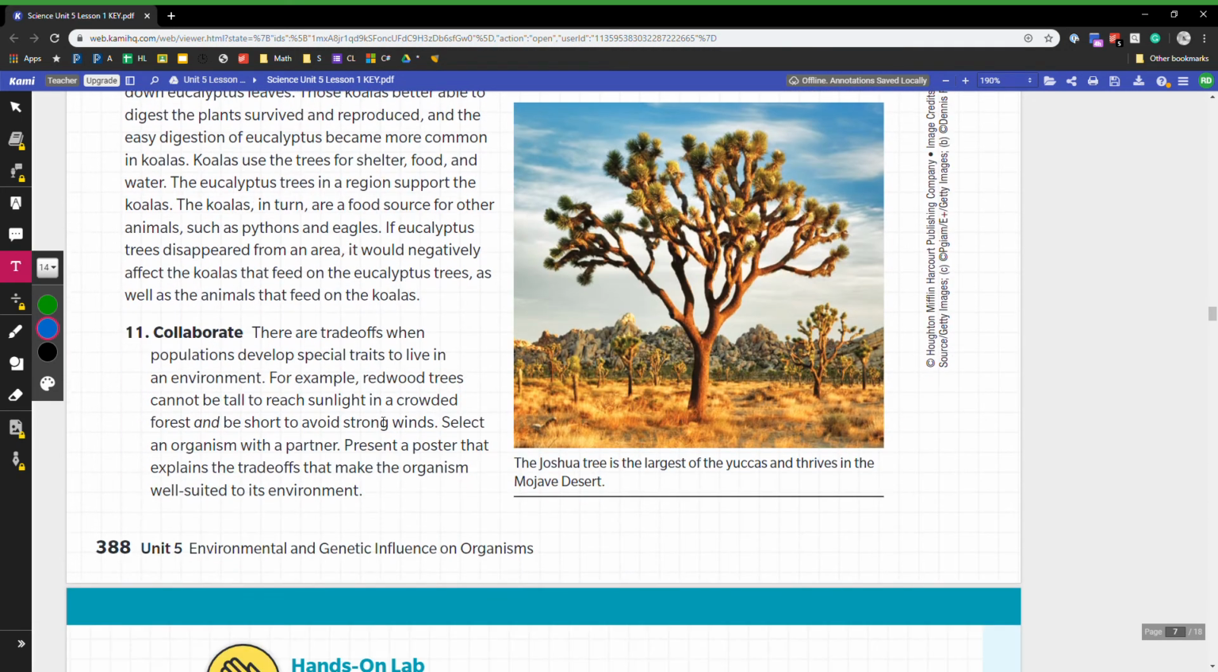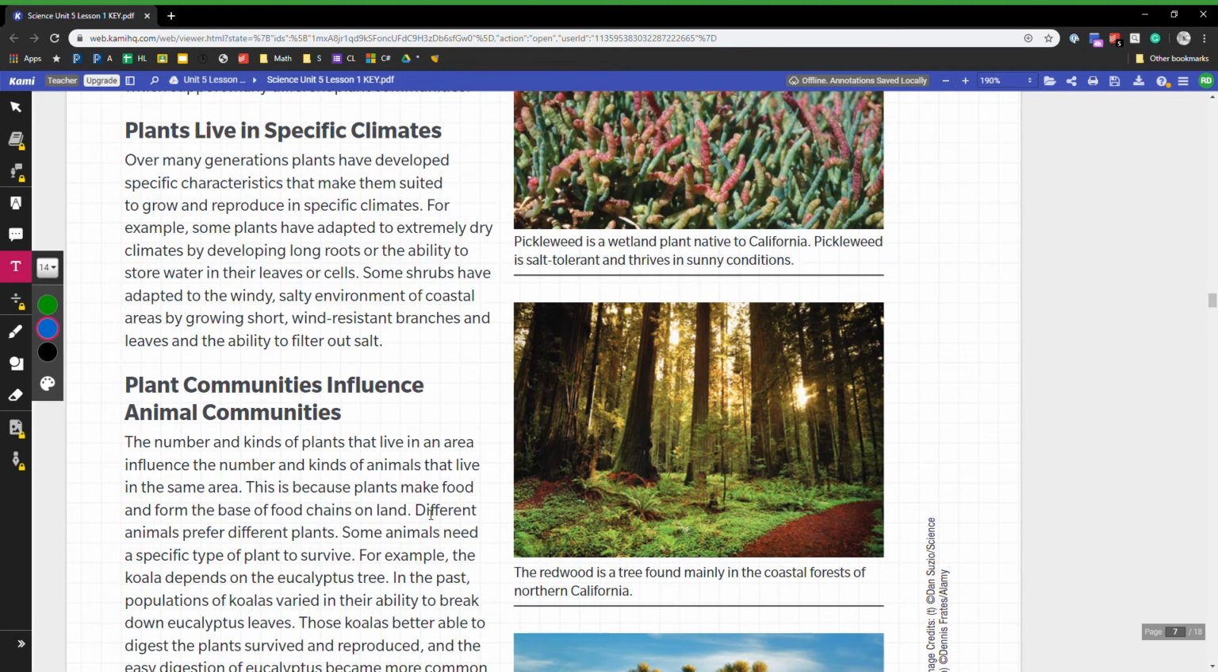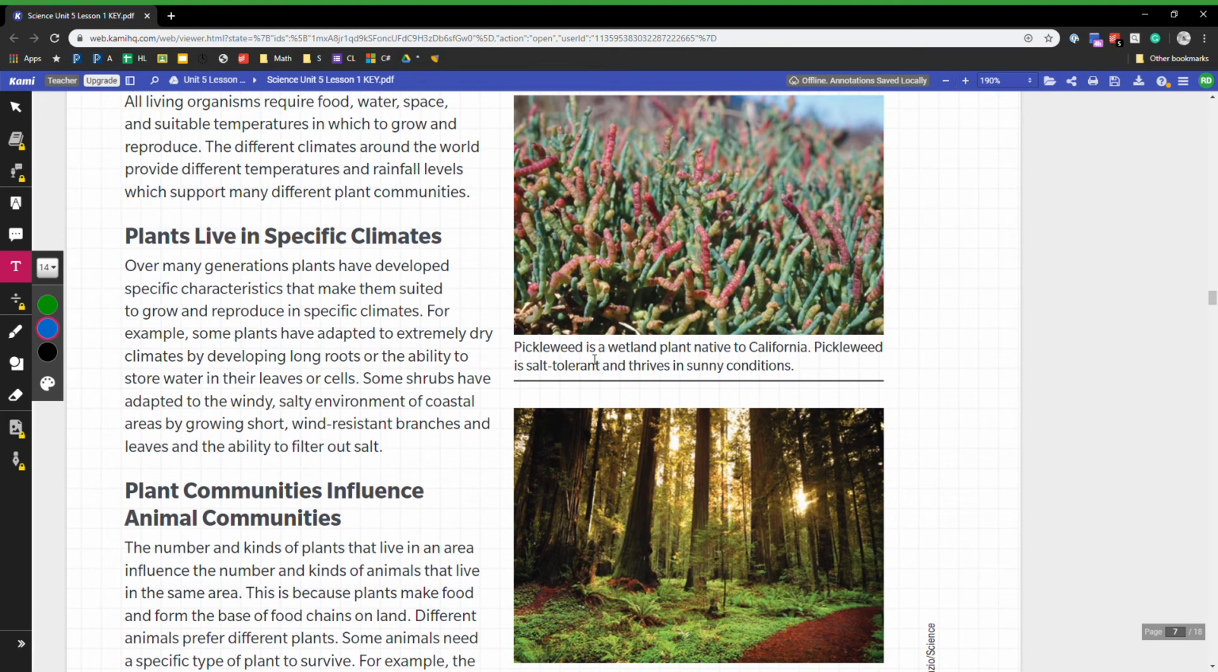All right, and now this one says there are trade-offs when populations develop special traits to live in an environment. So this is asking us to present a poster that explains the trade-offs of an organism that's well suited to its environment. So let's see. And it gives some examples.